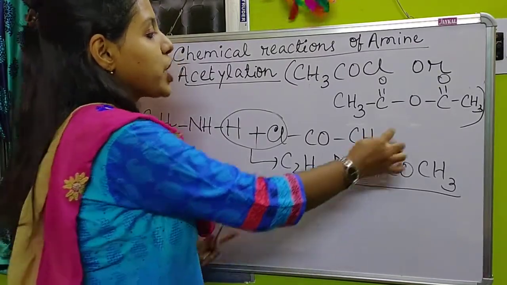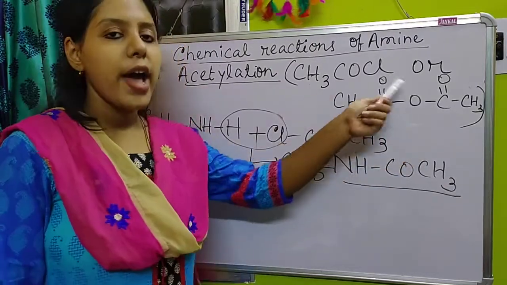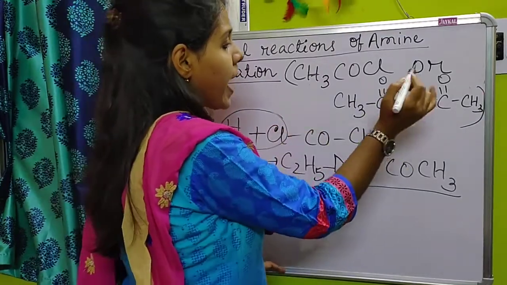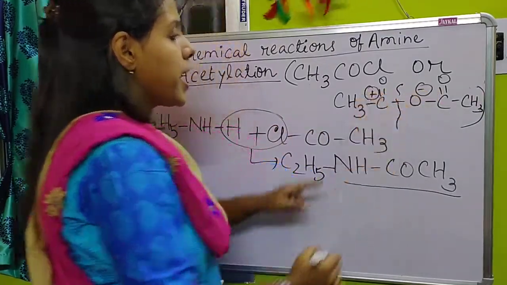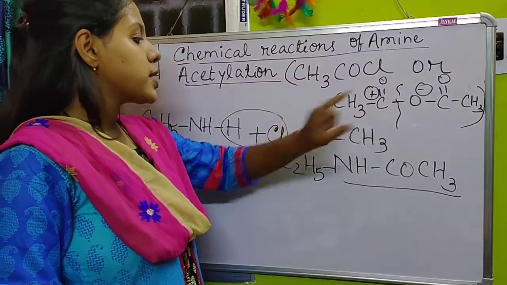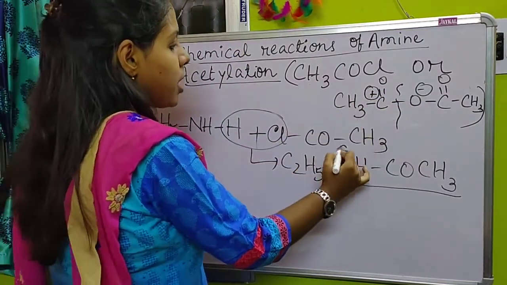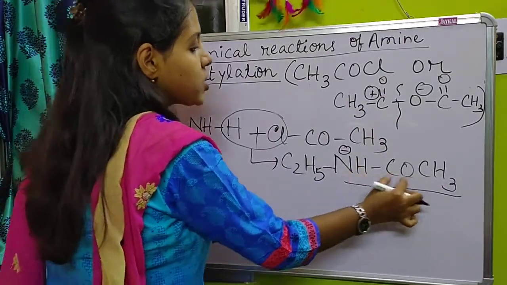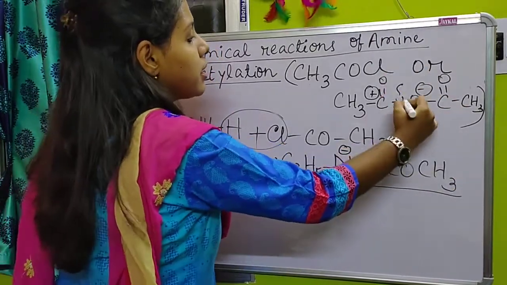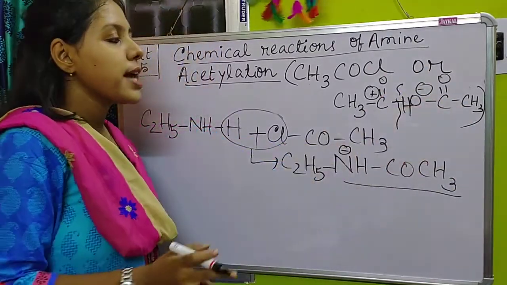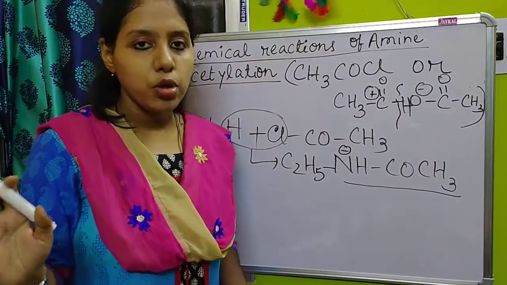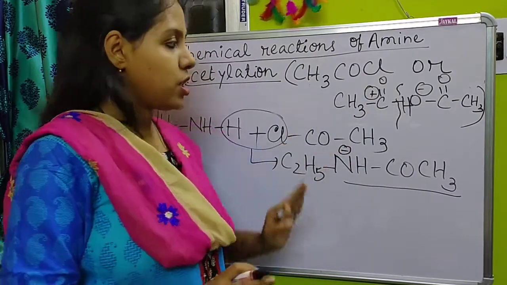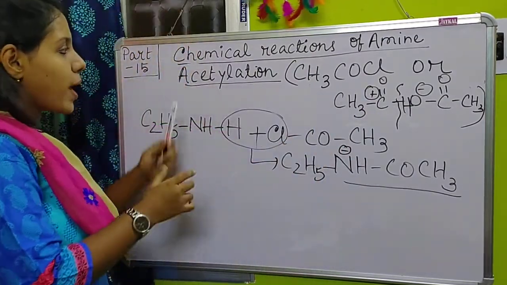The same type of reaction will also happen in the case of acetic anhydride. This bond will be broken, and this positively charged carbon, COCH3, will be added to the NH group, making the same type of compound, NHCOCH3, and acetic acid, CH3COOH, will be eliminated when you do the same reaction using acetic anhydride. So now this was acetylation.